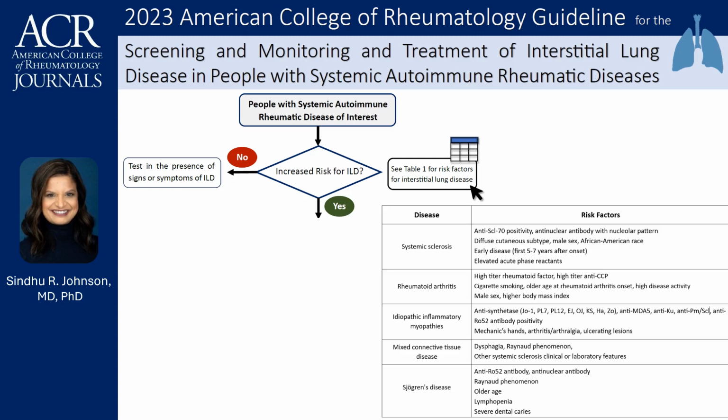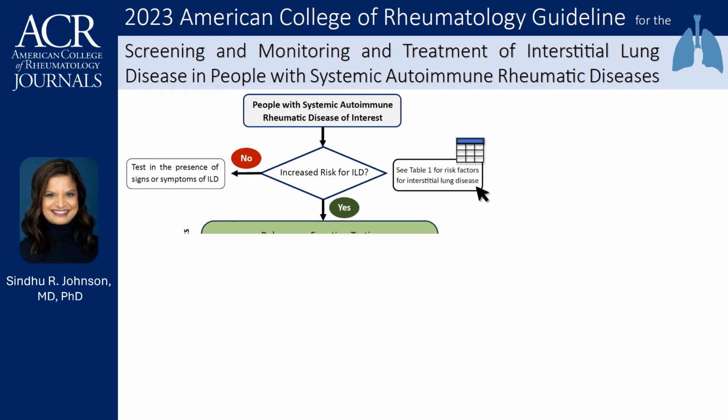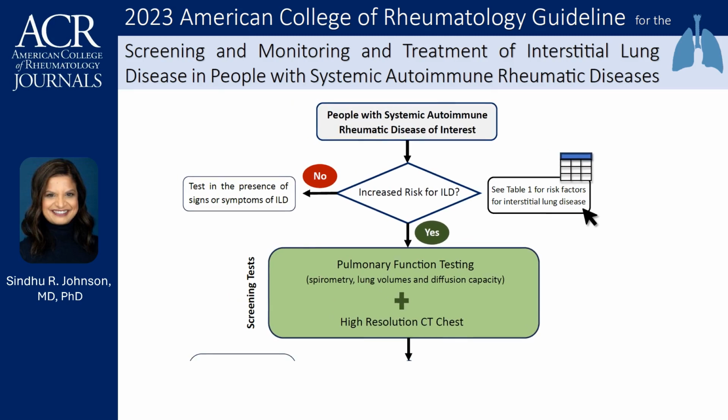Similarly, risk factors for the other diseases are presented as suggestions, but this is not a comprehensive list by any means, and no rheumatologist should feel limited to using this list of risk factors to decide whether a patient should be screened. I think the bottom line is if there is uncertainty about whom to screen, a clinician should proceed with screening. The screening tests are pulmonary function tests and a high resolution CT. And I should qualify that pulmonary function test is not spirometry alone, but also includes lung volumes and diffusion capacity.